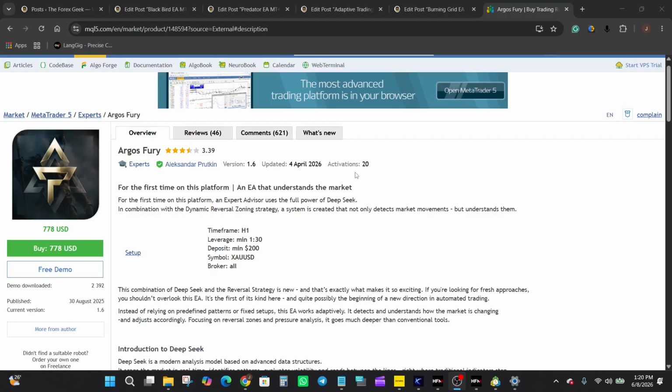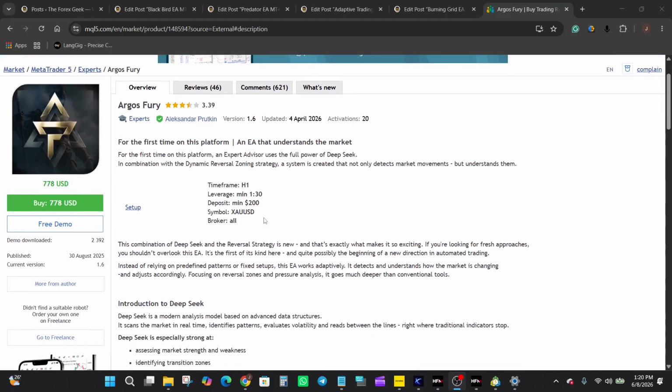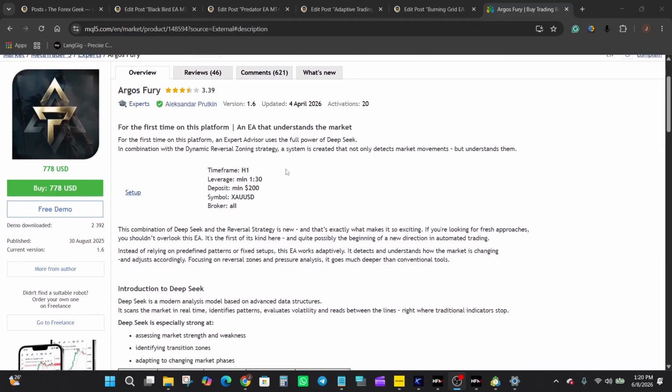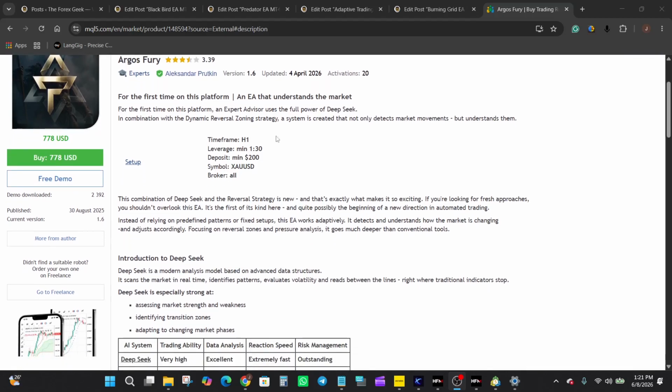Now, one thing that is clear from the Marketplace page is that this EA is designed specifically for MT5. At the time of recording, it's listed at a purchase price of 778 US dollars, and the current version is 1.6, updated on April 4th, 2026. As we go through the description, the developer presents Argos Fury as an EA that combines DeepSeek with what is called the dynamic reversal zoning strategy.